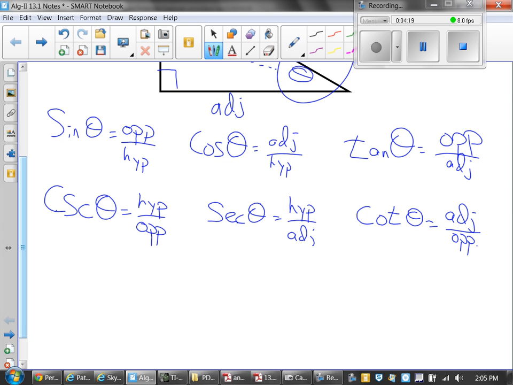What they might do in this chapter to start out with is just say that your secant of theta is 5 over 2. If they say that, that means 5 is what on the triangle? It's the hypotenuse. And 2 would be the adjacent. So if this is theta, that means this is 5 and this is 2. Could you solve for this side then? Yeah. That's basically what you might start out with.